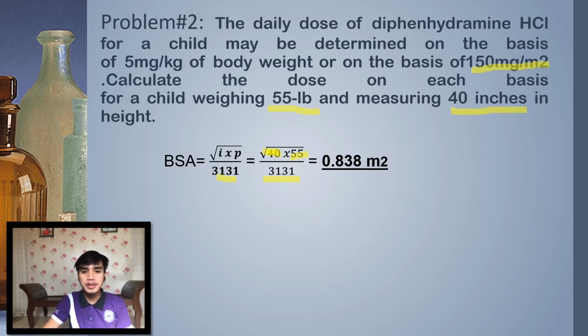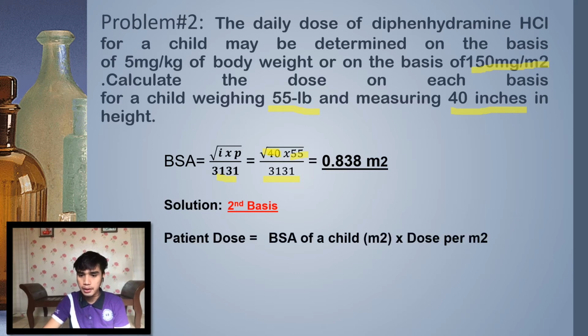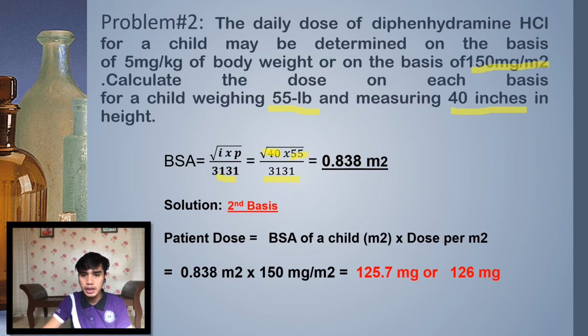Now we can solve for the dose of the patient based on the second basis, which is the 150 mg per m squared. So the formula for the second basis, we will use: the patient dose is equal to the BSA of the child in meters squared multiplied by the dose in mg per meter squared. So, simply substitute each value from the given and from the BSA we solved earlier. So, here is the solution.